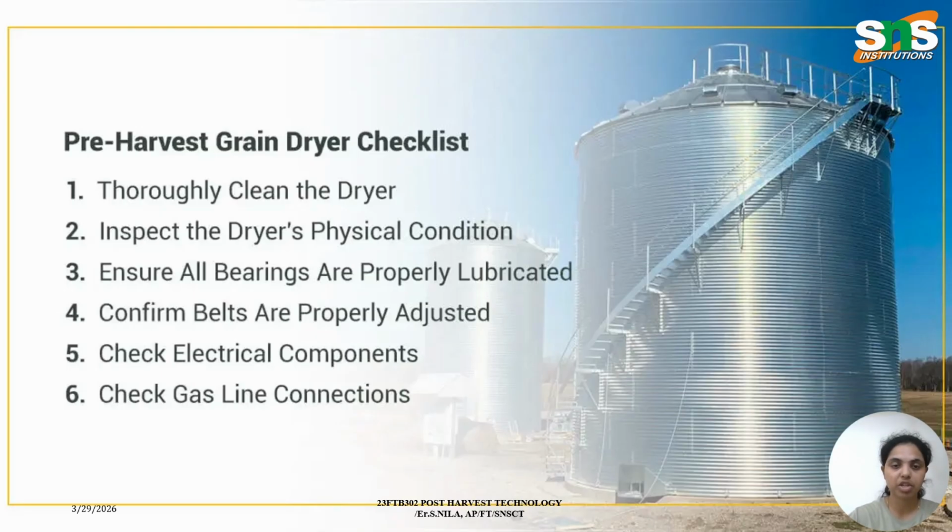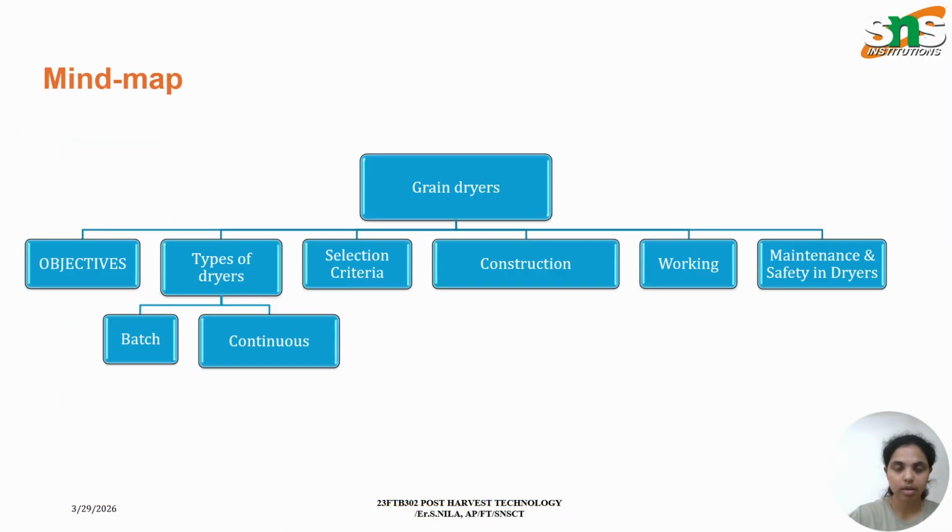So the pre-harvest checklist is here for your reference, and we can summarize the points. To sum up all the points we have discussed, choosing the right grain dryers and maintaining them properly helps farmers and processors safely reduce moisture, prevent losses, and maintain grain quality.